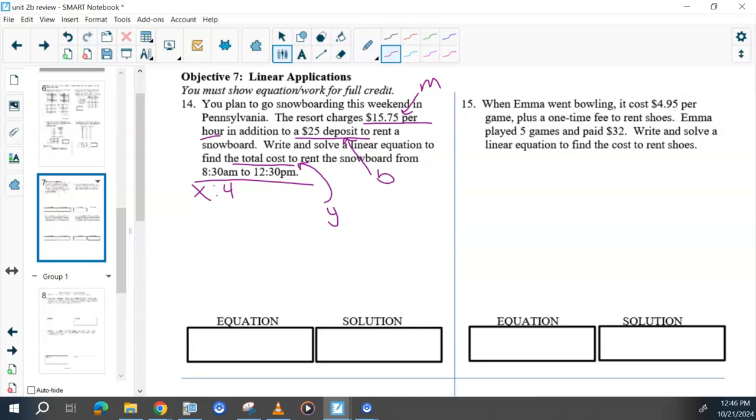So if you're given an M and a B, this has to be in y equals mx plus b format. And you would set that up. So I don't know what Y is, but I know M is 15.75, X is 4, and B is 25. That would be your equation. Then you would put that in a calculator, either all at once or multiply and add.